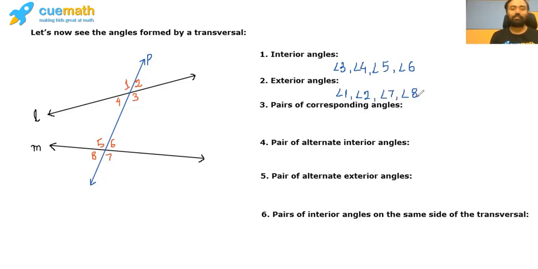Next category is the pair of corresponding angles. Now this is a very important category. So basically we'll have to locate the angles which are present at corresponding positions. For example, if we consider angle 1, this angle 1 is present to the left of the transversal and to the top of the line L. We'll have to look out at an angle which is at a corresponding position similar to that of this angle 1.